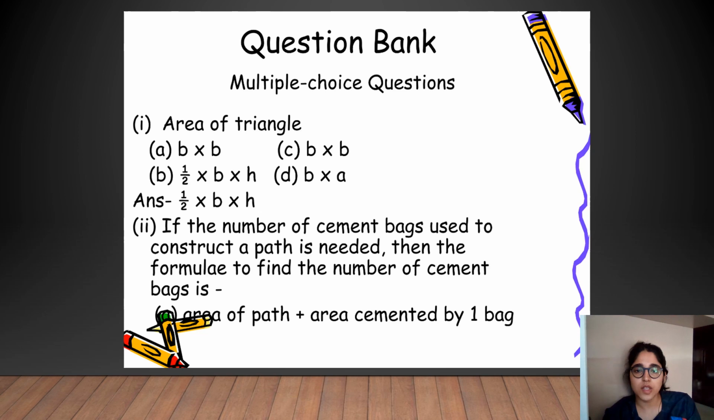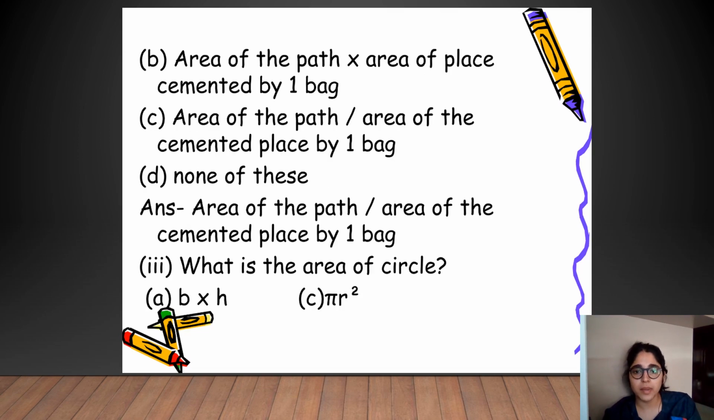Now let us do some easy questions to gauge how much you have understood from this lesson. What is the area of a rectangle? The area of a rectangle is base into height as given over here. Then, if the number of cement bags used to construct a path is needed, the formula is either area of path plus area cemented by one bag, area of path multiplied by area cemented by one bag, or the area of path divided by the area cemented by one bag. The correct answer is that first we find the area of the path and then we divide it by the area cemented by one bag.